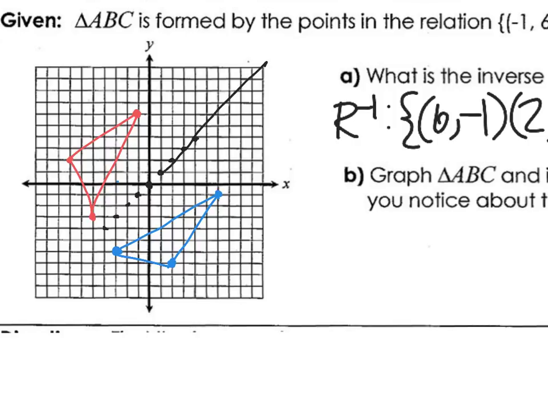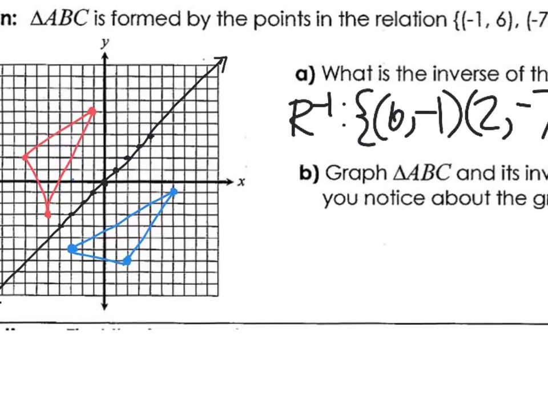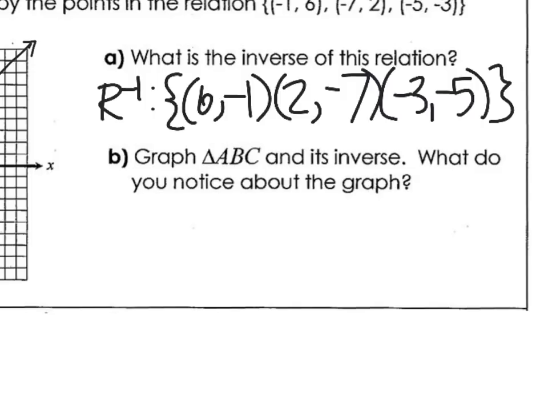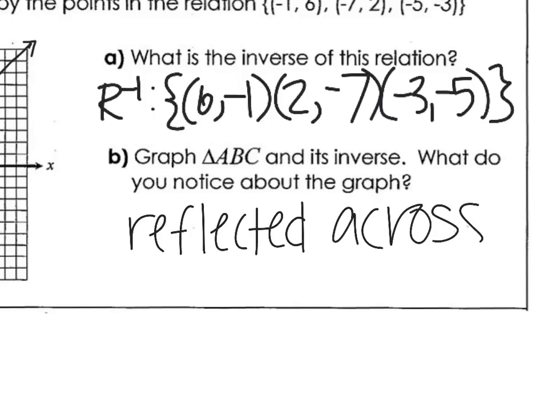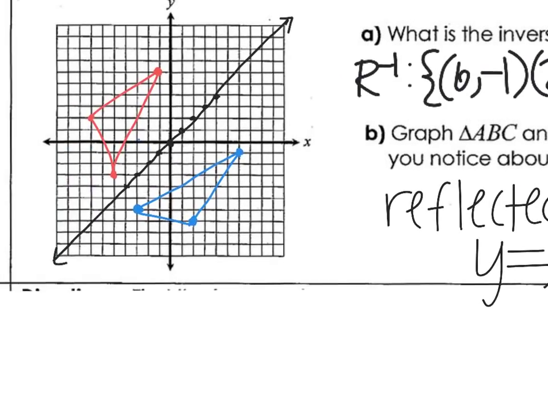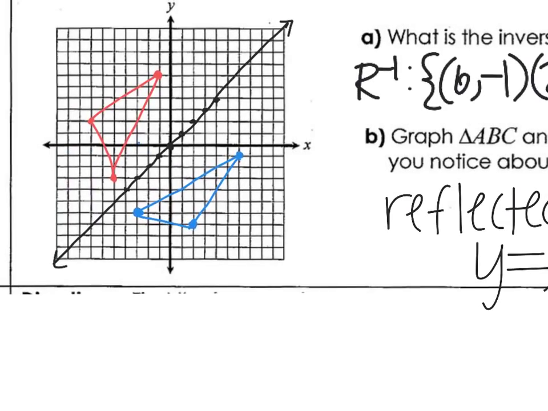So it's this line right here, all right? And I apologize if that's not the straightest line in the world. But anytime we're graphing the relation and its inverse, it's always going to be reflected across the line y equals x. So if we were to draw y equals x, that would be our mirror. We're always going to reflect the graph across that line, across y equals x.